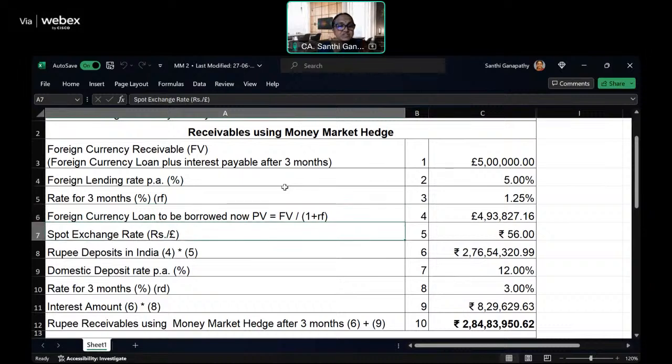Use the spot exchange rate, get the money, deposit it here for 3 months. What is the interest amount? What is the rupee receivable?